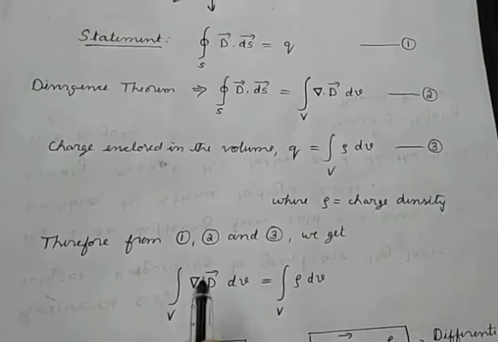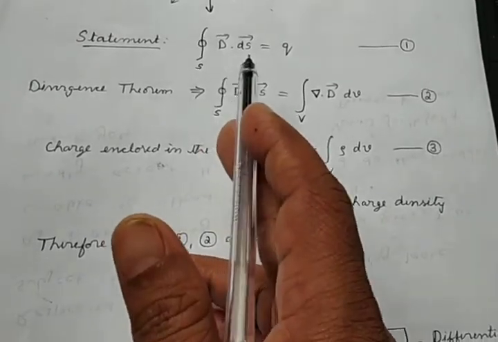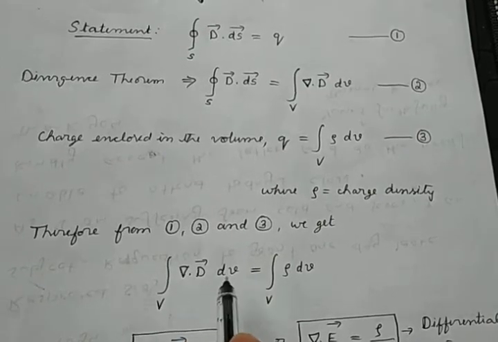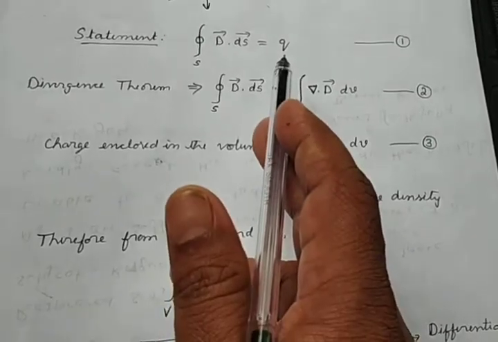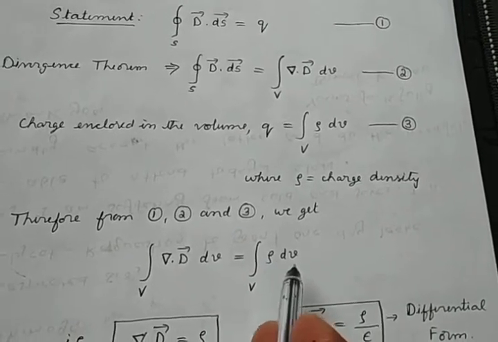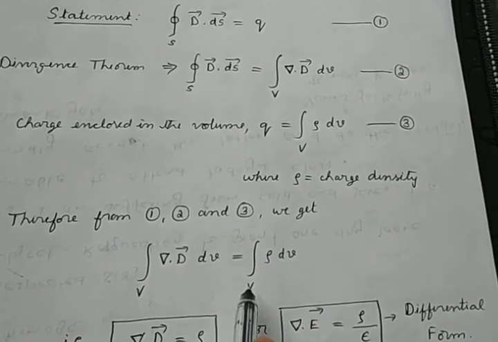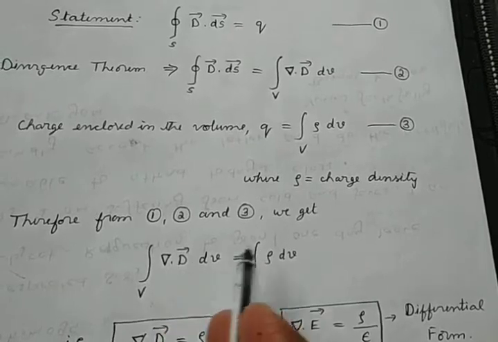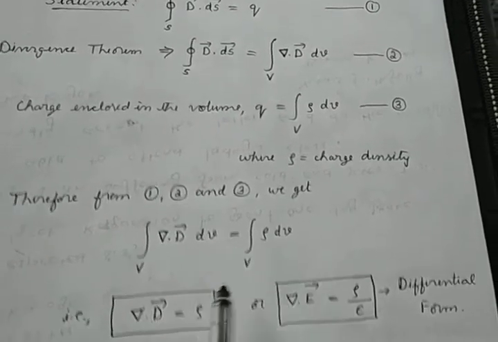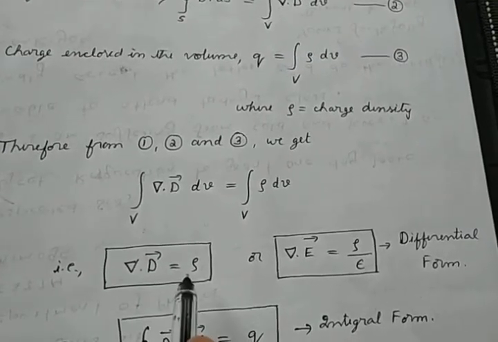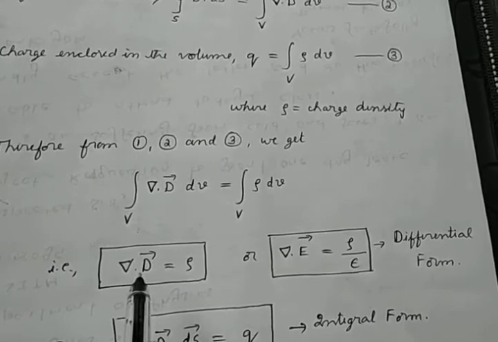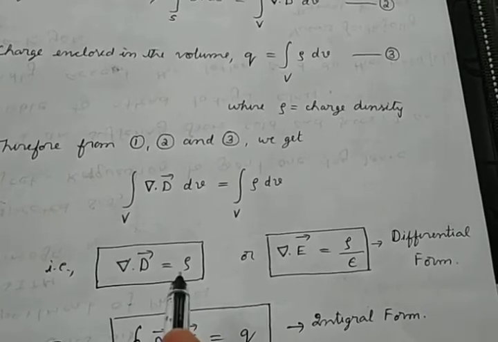So we can write this closed surface integral as the volume integral of the divergence of D bar dv, and the charge q can be written as the volume integral of rho dv. So on both sides we have a volume integral, that means the integrands are also equal, that means the divergence of D bar is equal to rho. So this is another form of writing the Gauss law of electrostatics.